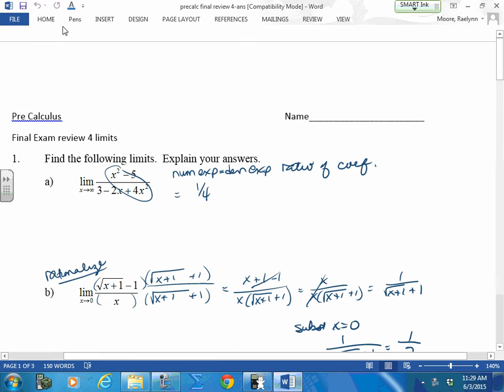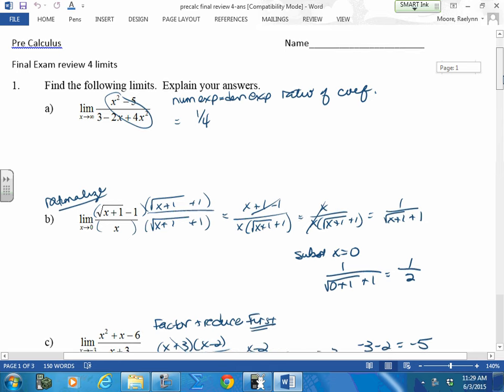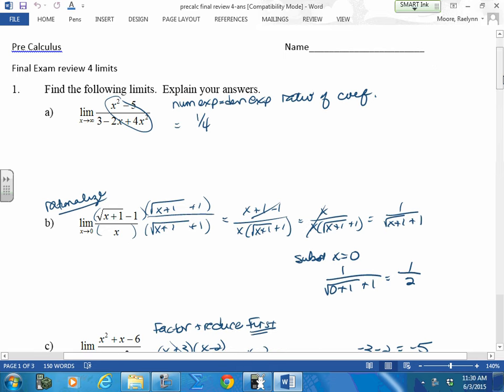Okay, so let's hit your review. Again, it's using your same pieces here. As x, this is what we're looking for. As x approaches infinity, we have 3 rules. So take out your sheet with your 3 rules.